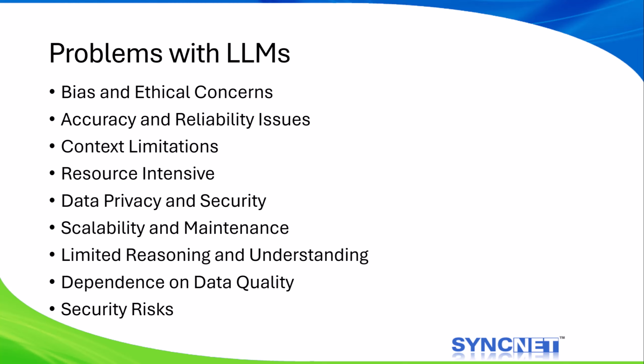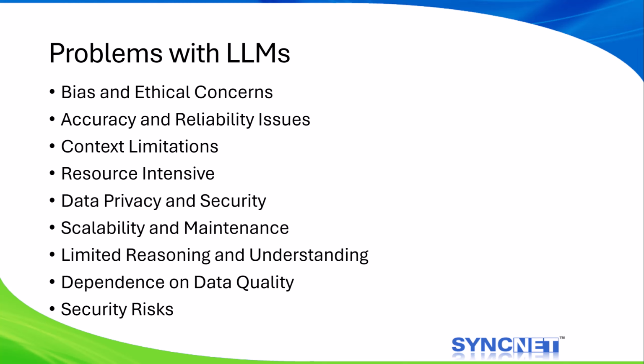LLMs sometimes generate information that sounds plausible but is entirely incorrect or even made up. This is often referred to as hallucinations and can be problematic. LLMs do not truly understand the meaning behind the words. They operate by recognizing patterns rather than reasoning about the content, which can lead to mistakes in context or logic. If certain topics are underrepresented or misrepresented in the data, the model might not perform well on those topics, leading to skewed or incomplete information.